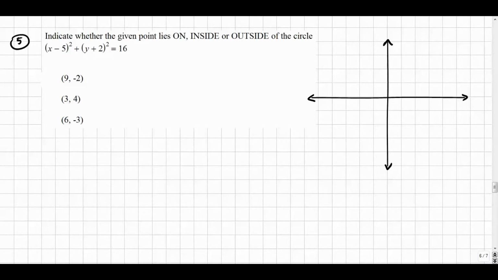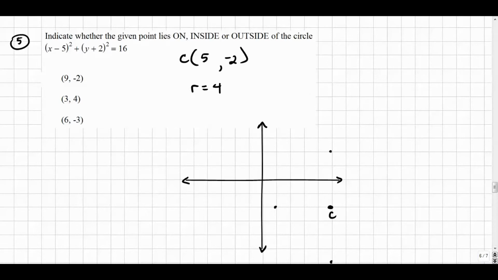It's always a good idea to graph whenever possible. Your center based on this equation is positive 5, negative 2. So 1, 2, 3, 4, 5, down 2. That's our center. Our radius is the square root of 16, which is 4. So it's going to be 4 to the left, 1, 2, 3, 4. 4 up, 1, 2, 3, 4. And 4 down, 1, 2, 3, 4. And 4 to the right. So what I did was I just moved my whole grid over here to give myself more room. So 1, 2, 3, 4.